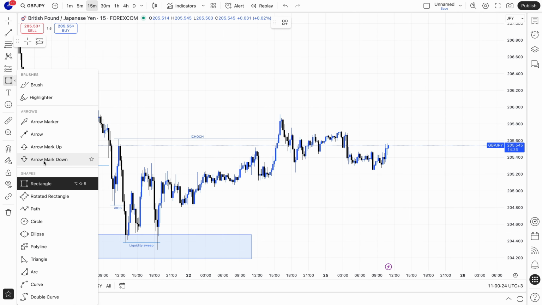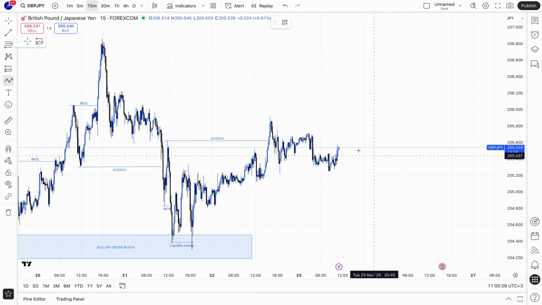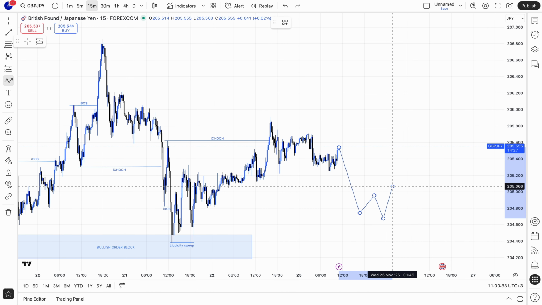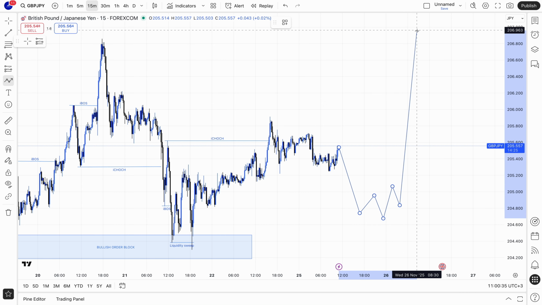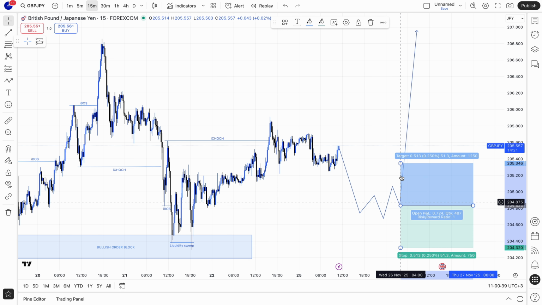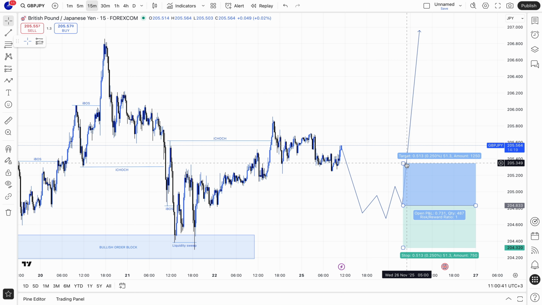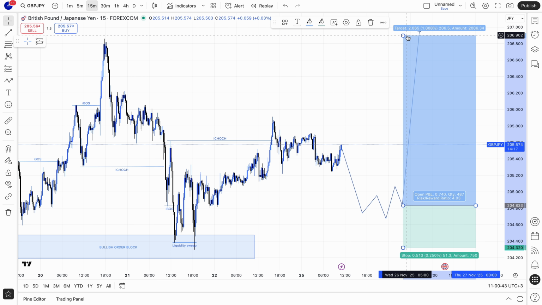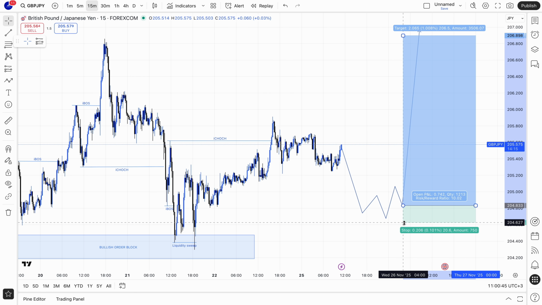It's very simple. I just need to wait for the price to come back to this zone, take out this liquidity, and then get that shift. Then I continue buying it. Pretty simple. Very simple. Then I target the next swing high, putting my stop loss around here.